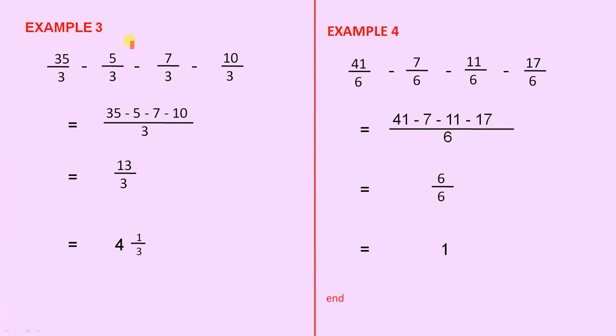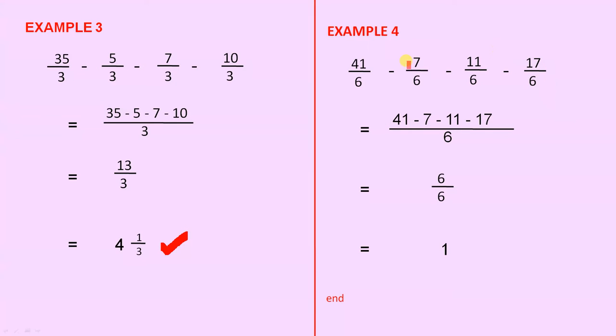Example 3, 35 over 3 minus 5 over 3 minus 7 over 3 minus 10 over 3. All the denominators are the same, so 35 minus 5 minus 7 minus 10 gives us 13. So if you subtract from left to right, you get 13, so it's 13 over 3. 3 into 13 goes 4 times, and 1 left over, 4 1/3. 3 4s are 12, plus 1 is 13, 13 over 3.